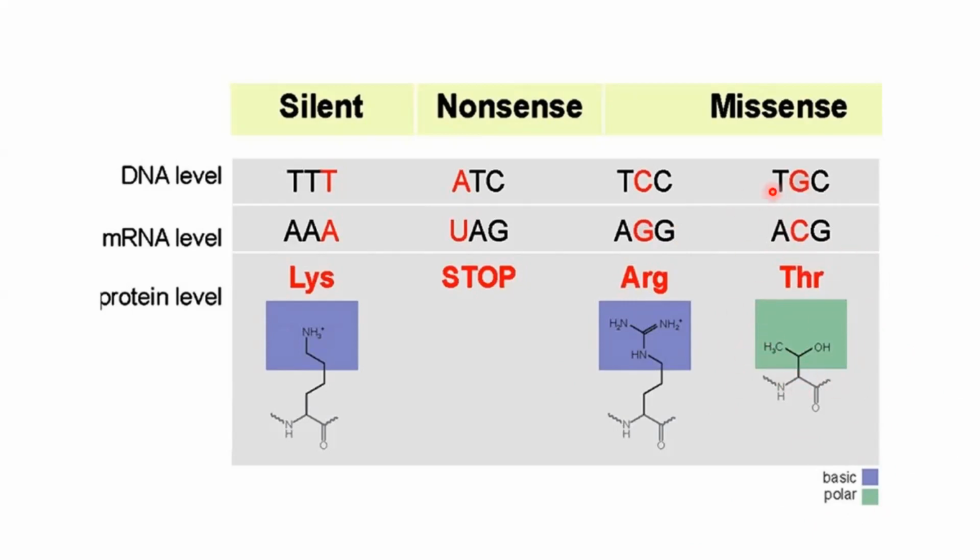Similarly, if at the DNA level the changes haven't occurred, but during mRNA forming, for instance, instead of AGG, ACG was formed, then again the amino acid is changed. And if the amino acid is changed, for instance, we needed a basic one but now we got a polar one, which means it's a missense mutation. So it can be silent, which means degenerate code, so no change; nonsense, which means a stop codon; and missense, which means a different amino acid.